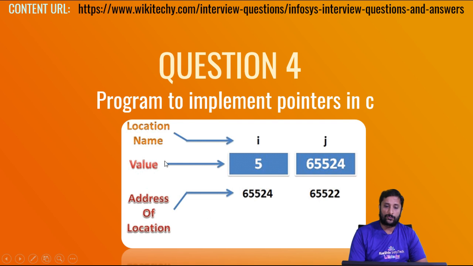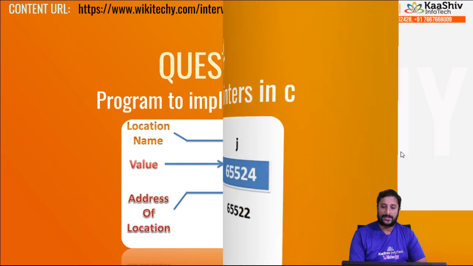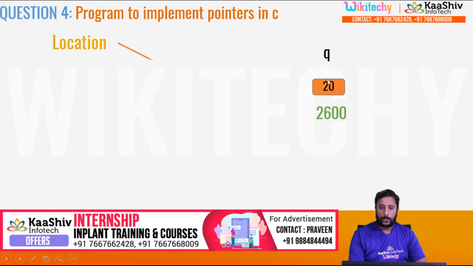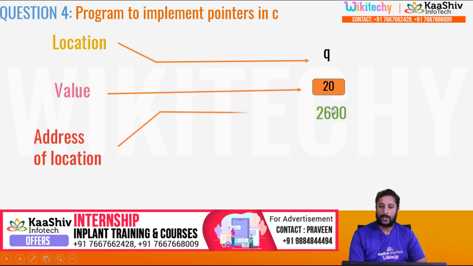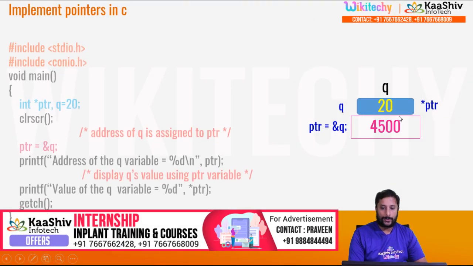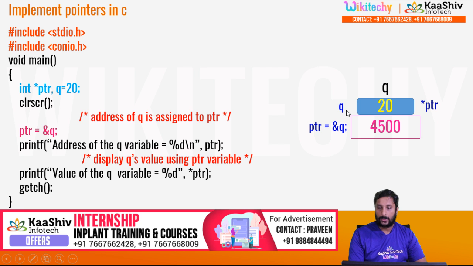Let's move on to question 4, the program to implement pointers in C. What is a pointer? Q is the variable with value 20. Automatically the address of the variable is called a pointer. So let's move on to the program quickly. You are able to see Q is equal to 20, the 20 is the value and the pointer is 4500. The 20 is located at this address. To get this address, it's ampersand of Q.